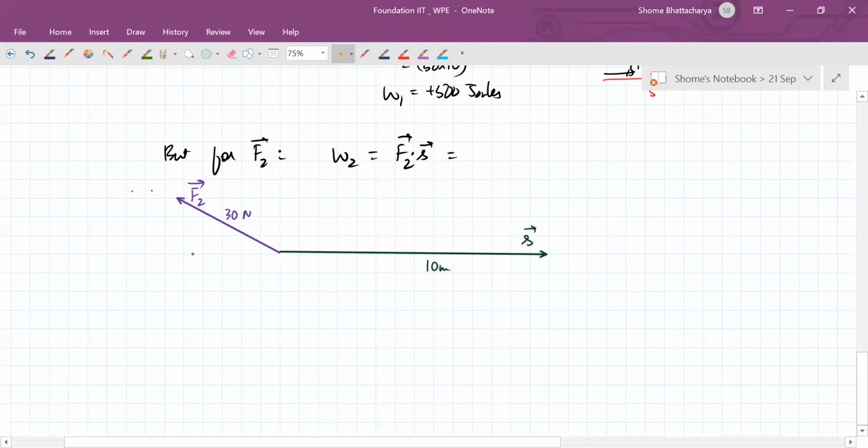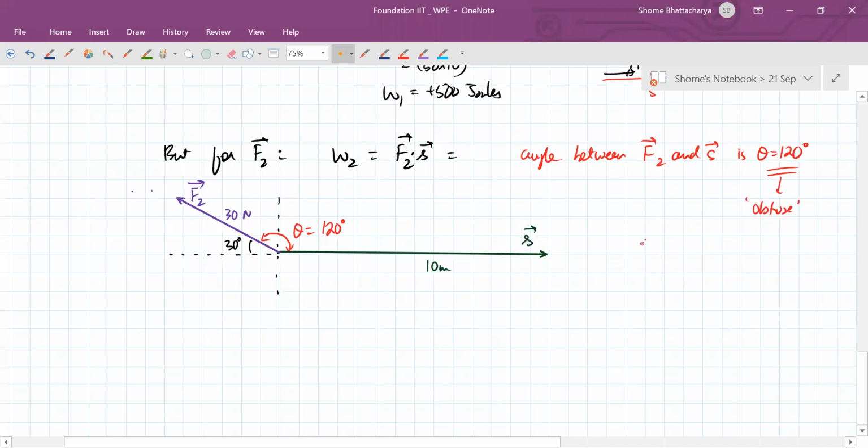So between this axis and this axis, now you can see that it was given to us that F2 is acting at 30 degrees to the horizontal. This angle was 30 degrees. Okay, so that means now the angle between the displacement and this is this angle. This is our theta, so this is 120 degrees. So here the angle between the force F2 and the displacement is 120 degrees. It's an obtuse angle.